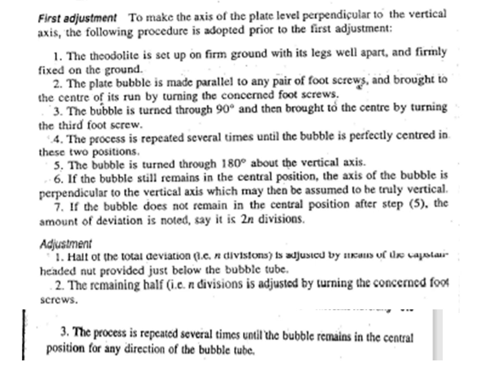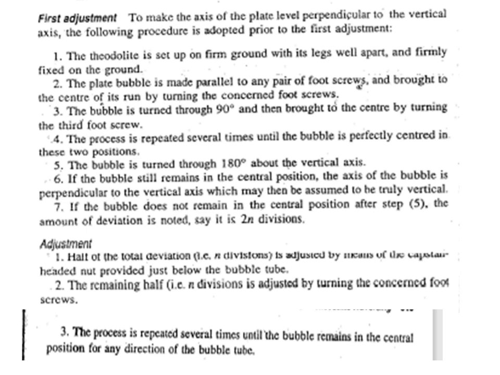Fifth, the bubble is turned through 180 degrees about the vertical axis. Sixth, if the bubble still remains in the central position, the axis of the bubble is perpendicular to the vertical axis, which may then be assumed to be truly vertical. Seventh, if the bubble does not remain in the central position after step number 5, the amount of deviation is noted, say it is 2n divisions. Then the adjustments are done as given below.